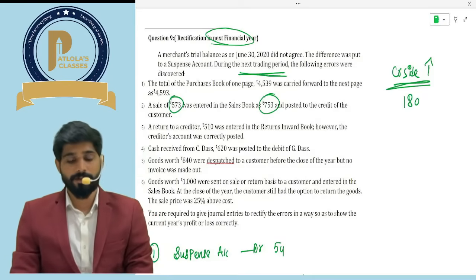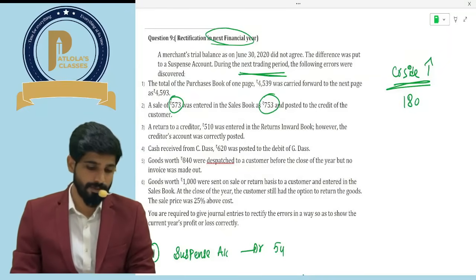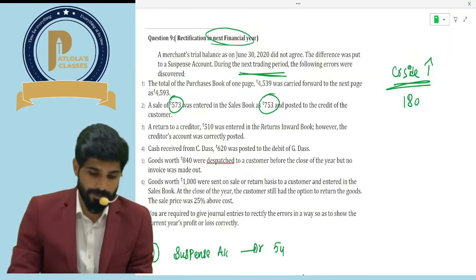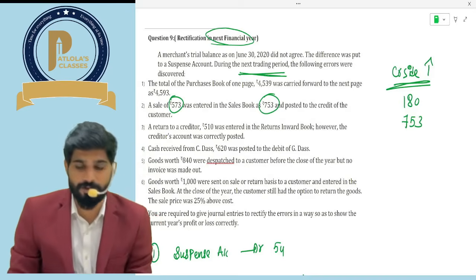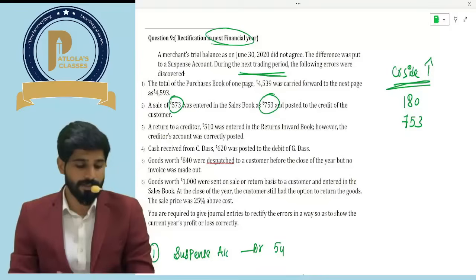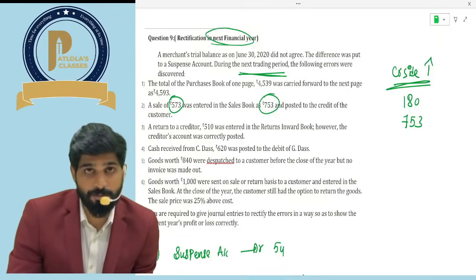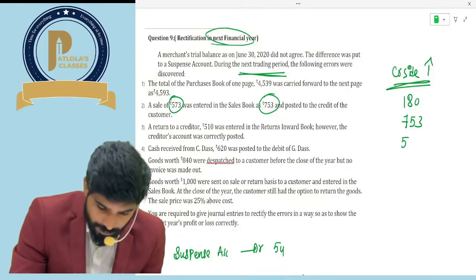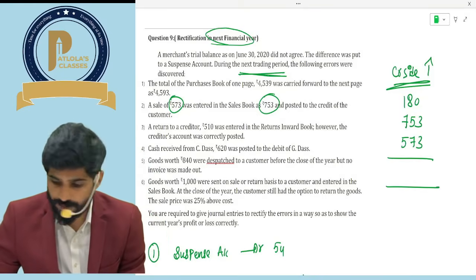Okay. And whenever you generally make a credit sale, customer account should be debited. But what they have done, they have credited. So once again, they have taken credit side more by 753. And one more thing is that debit side, they have not debited the customer account at all by 573. So by that amount, credit side will be more 573. This much is more on credit side.